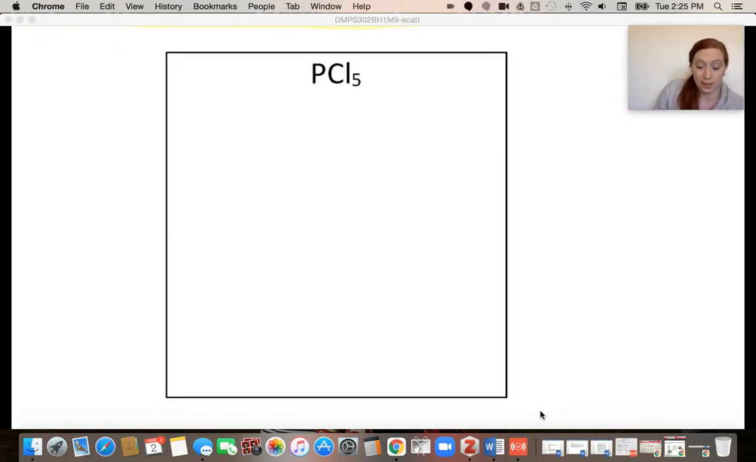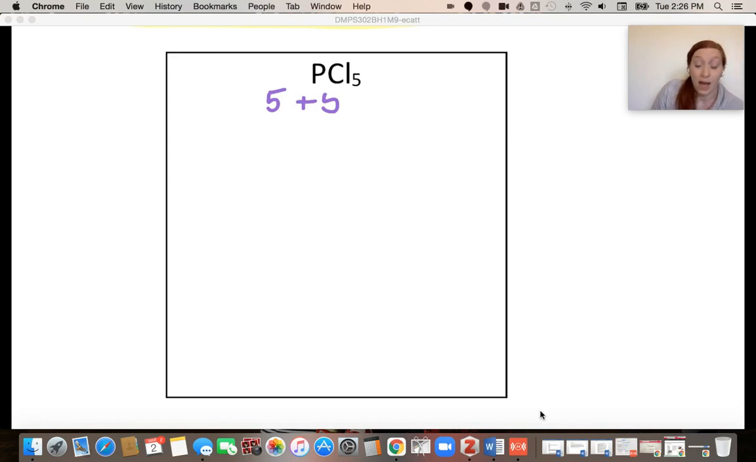We're going to start out the exact same way. So we want to figure out the total number of valence electrons that we have in this entire compound to use. Phosphorus is in group 15, so it has 5 valence electrons to contribute. We have 5 chlorines at 7 valence electrons apiece.